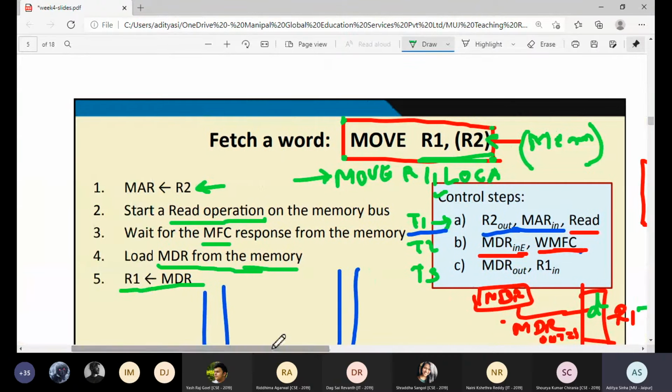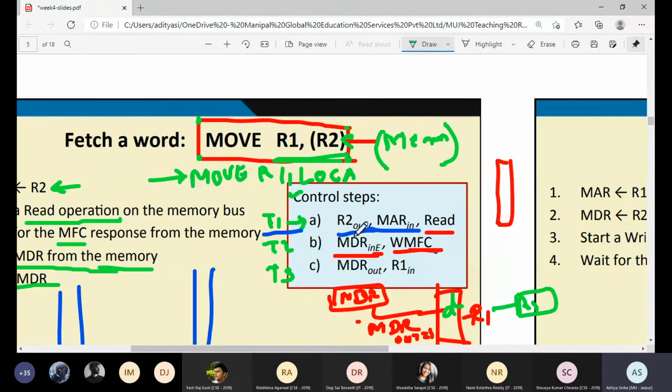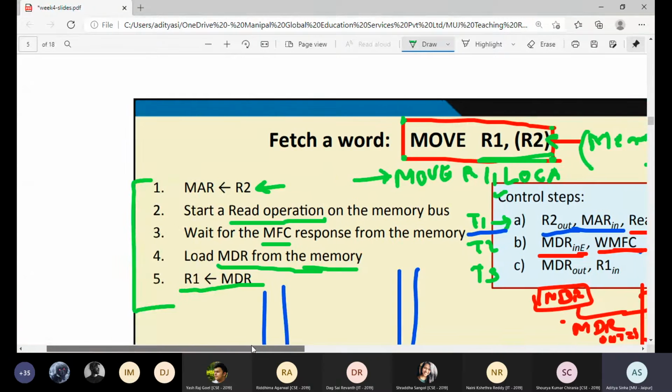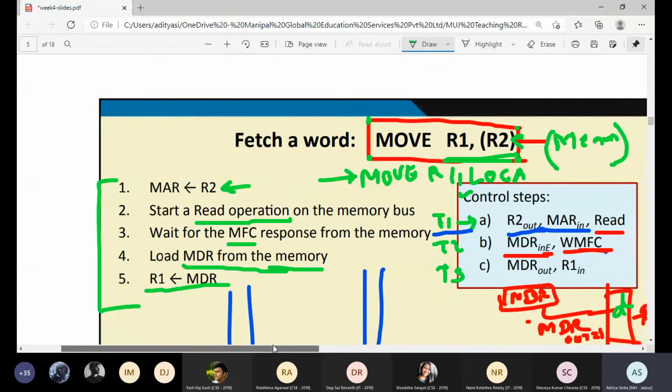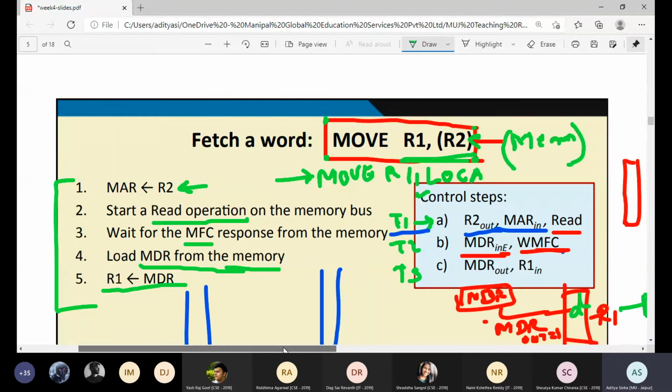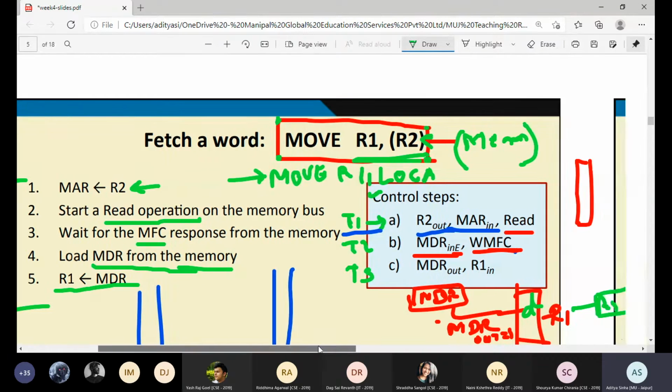So what is the trick here? The trick is that if you know the data path, it is very easy to draw these control signals, because you know which register gets out and which gets in E. In the later stages of this unit, you will see some more complex control signals. But if you know the data path, it is easier to remember these things.